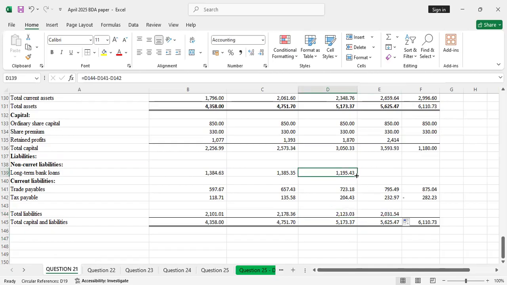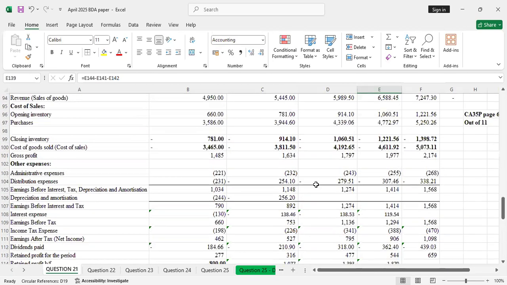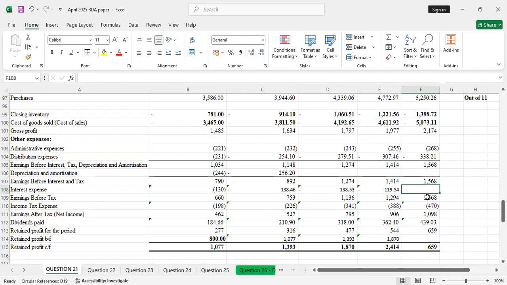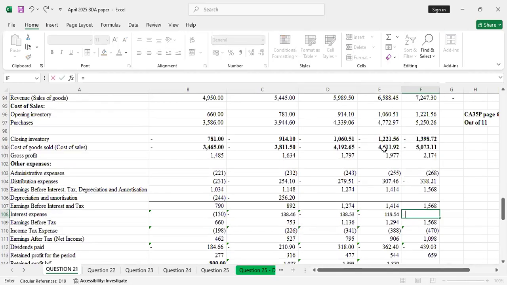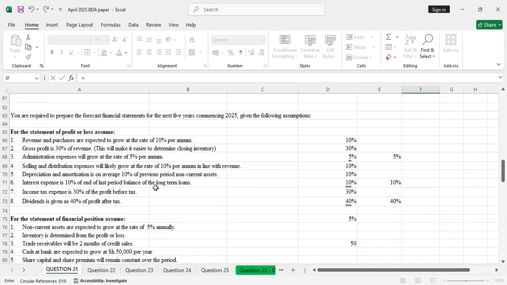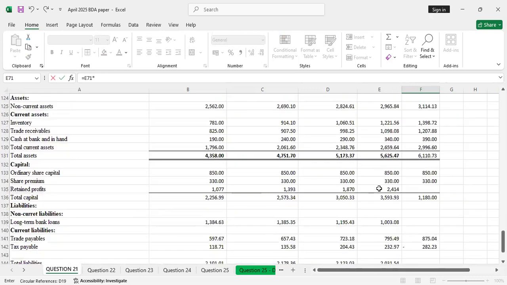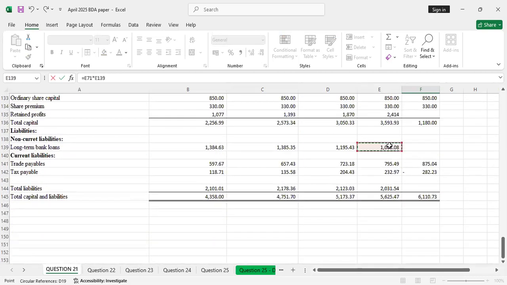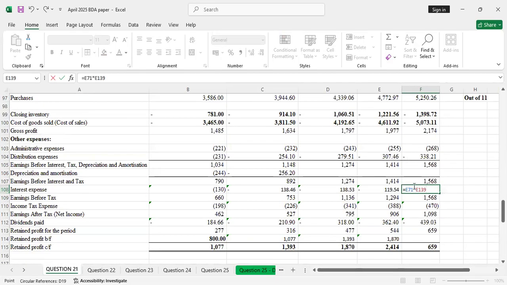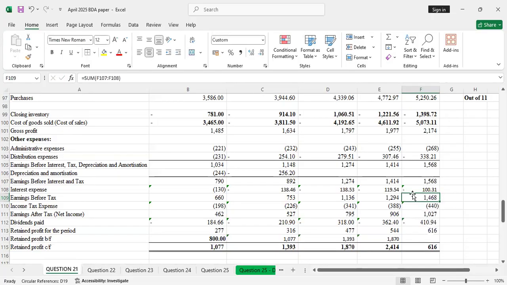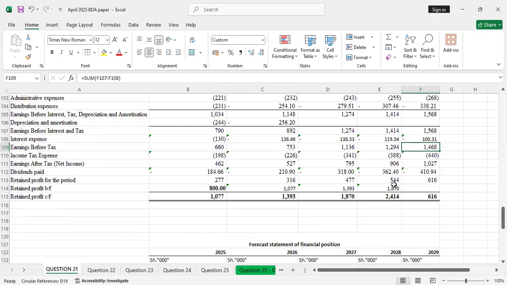Once you do that, you just drag for long term because that's the balancing figure. Once you get that balancing figure, you go back to the interest expense. And that's not the last. So the interest expense, we are told it was 10% of the last period. So you take 10% times the last period, 2028, the long-term balance, this one. And because I want it to be negative, because it's an expense, it's a deduction, I'll put it that way. So that's okay. Just come down here and drag and you'll get the retained profit brought forward.